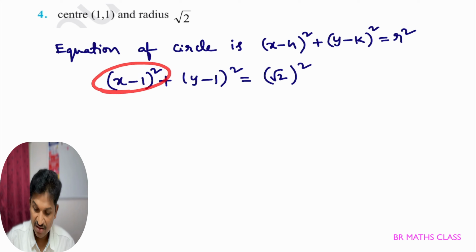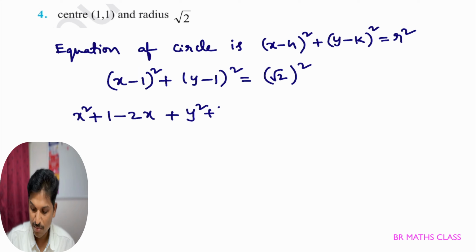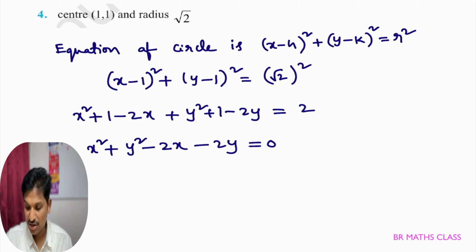Now you expand this, what you will get? x square plus 1 minus 2x. Similarly, you expand this, what you will get? y square plus 1 minus 2y. Root 2 whole square is 2. Now simplify. First I'll write x square term, next y square term, next x term, next y term. Now you observe here, plus 1 plus 1. 1 plus 1 is 2. Here this 2 will get cancelled. So you will get like this: x square plus y square minus 2x minus 2y equal to 0.